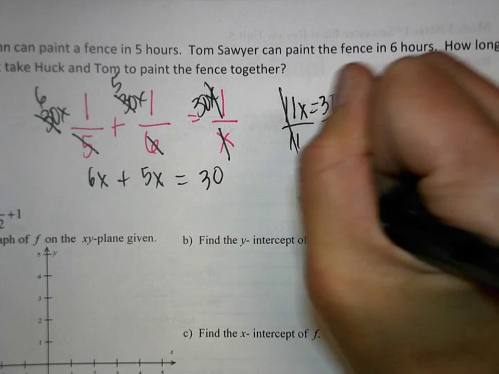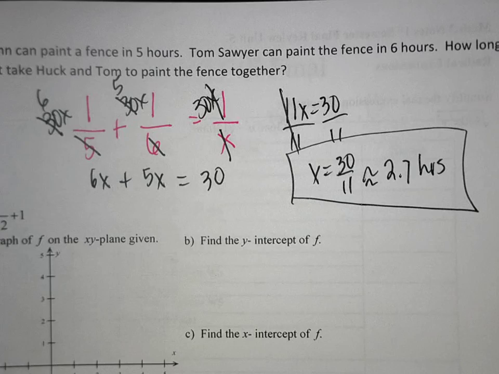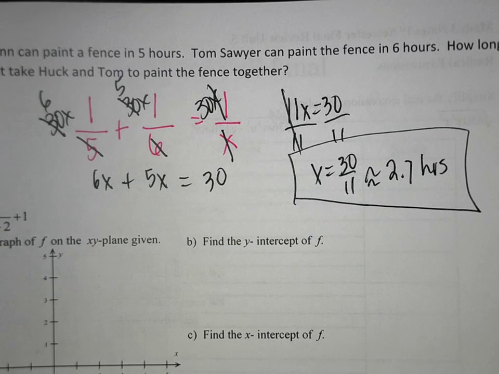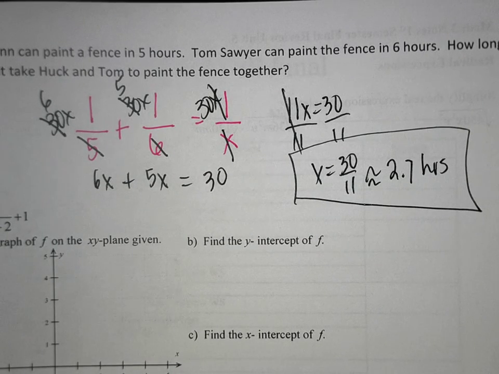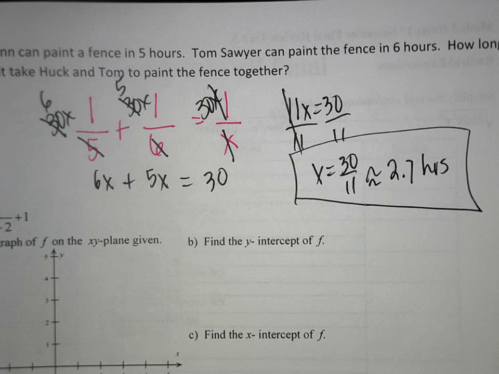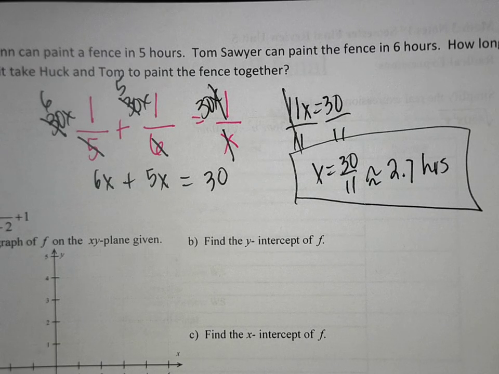On your test, you can use a calculator. You can take 30 divided by 11. The answer might be 30 over 11. Either way. Okay. Last one. Are you guys ready?